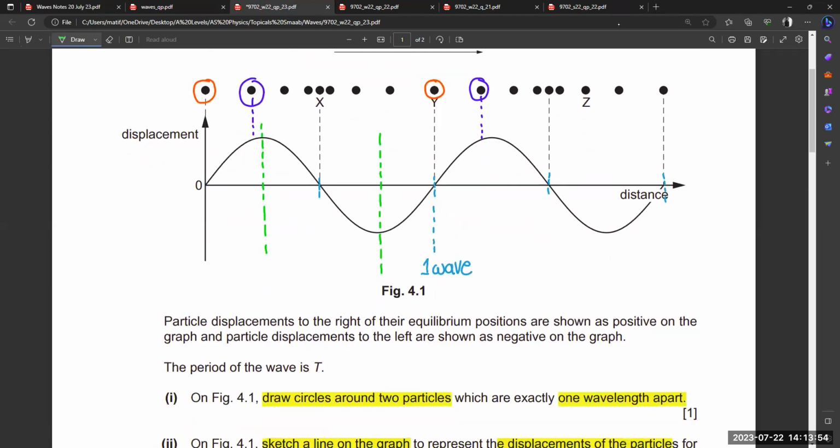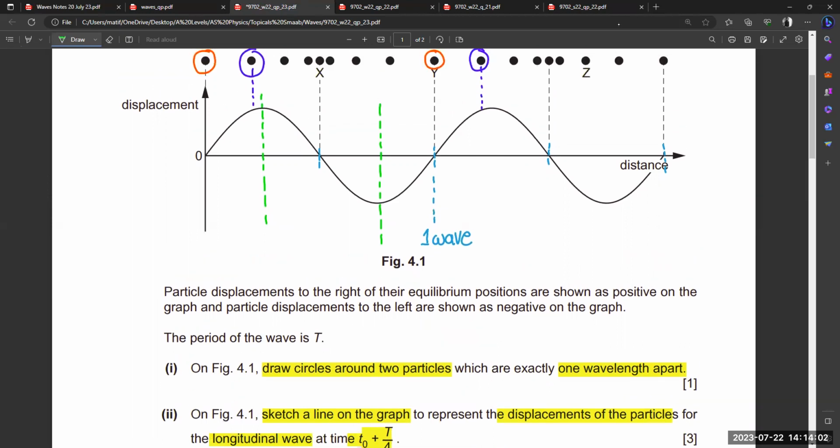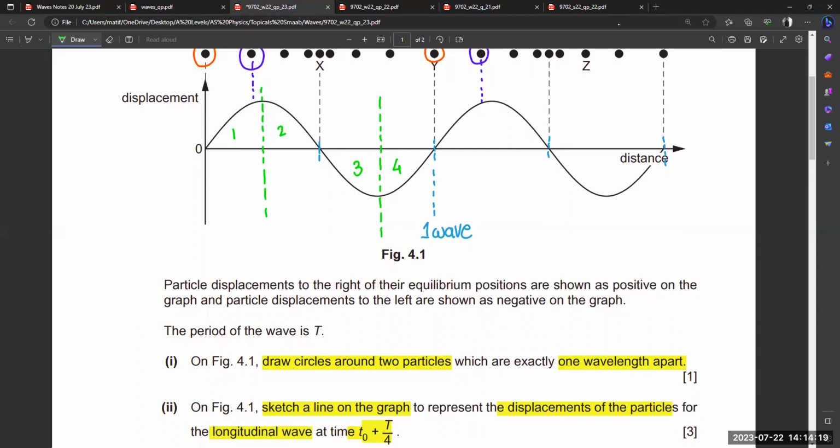And we need to start from which time? T naught plus T by 4. Okay, T naught plus T by 4 means this is our first, second, third, fourth, right? So we completely divide the wave into four components. So T over 4 means we need to select that time which is 1/4 of the complete wave. Are you getting the concept?